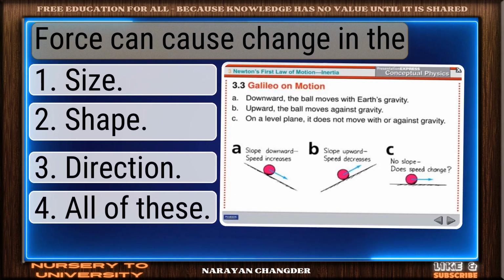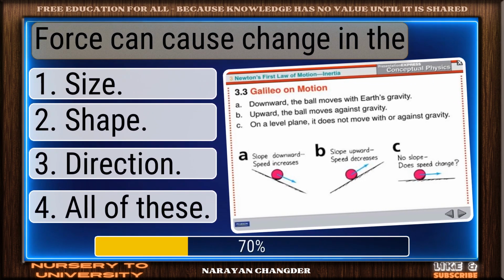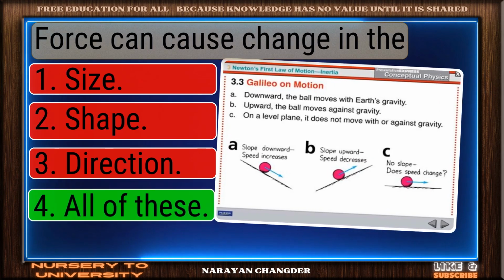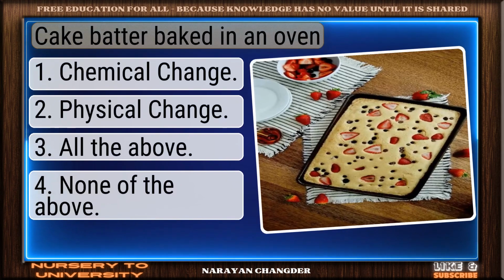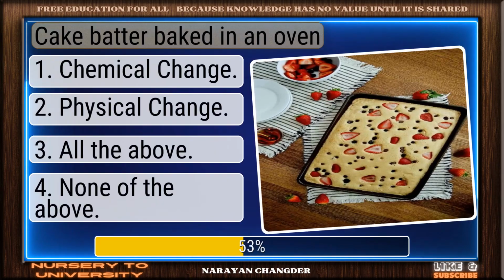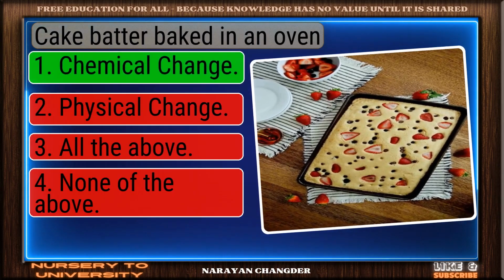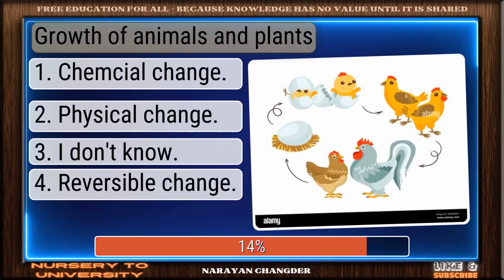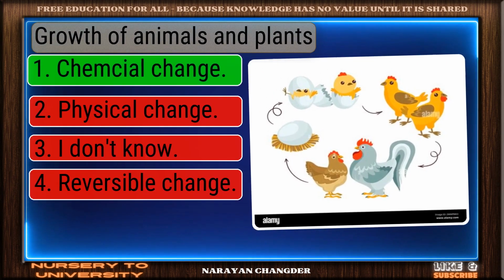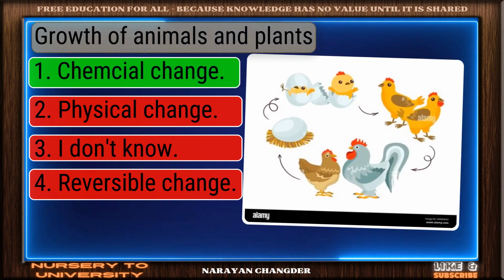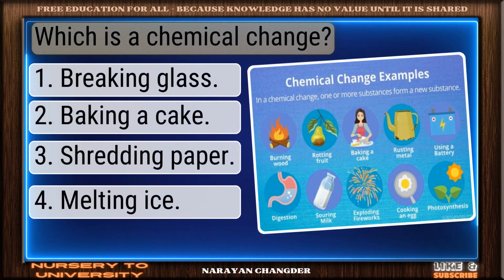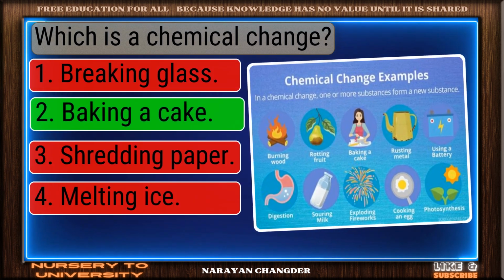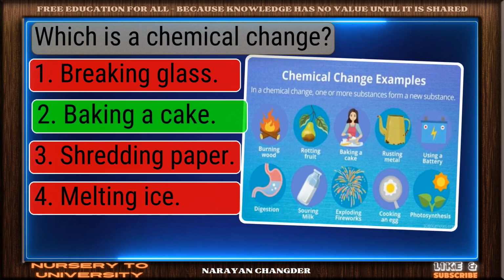Force can cause change in the. Well reasoned. All of these is the correct choice. Cake batter baked in an oven. Bravo. Chemical change is the answer. Growth of animals and plants. Right choice. Chemical change is the best answer, which is a chemical change. On track. Baking a cake is the correct answer.